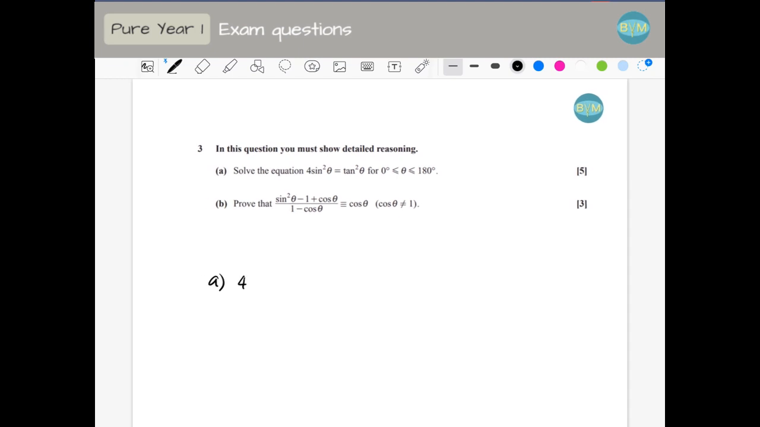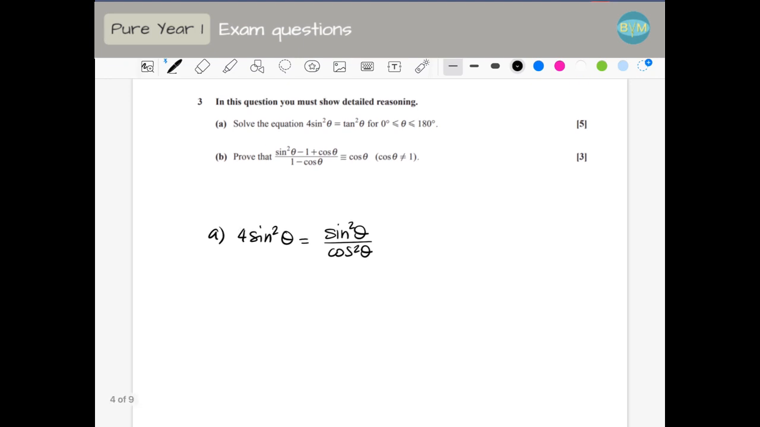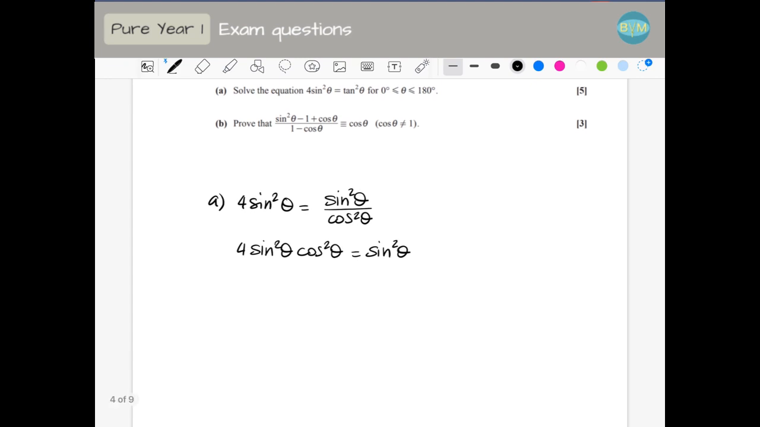So we will have 4 sine squared theta is going to be sine squared theta divided by cos squared theta. We can multiply everything by cos squared and we'll have 4 sine squared theta cos squared theta equals sine squared theta. And I know it's quite tempting to just cancel these two, but you cannot ignore that when sine theta is 0, this equation is true.